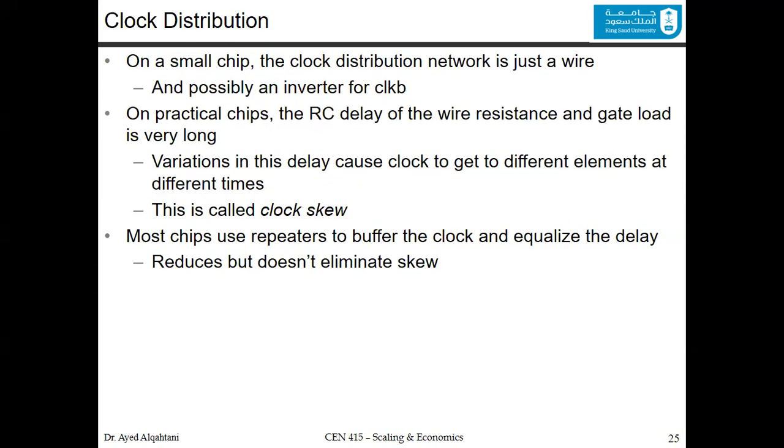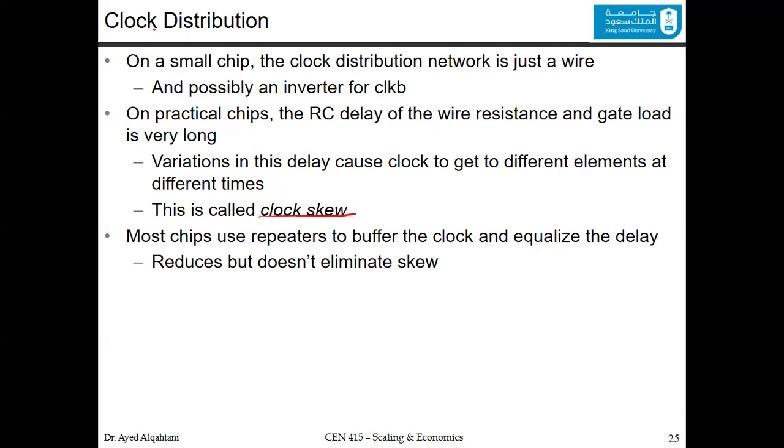Now moving to the clock. We need to distribute the clock throughout the whole chip. Wherever the clock is needed, we have to supply it. On a small chip, the clock distribution network is just a wire and possibly an inverter for the clock. On practical chips, the RC delay of the wire resistance and gate load is very long. Now, there are variations in this delay that cause the clock to get to different elements at different times, and we don't want this. We named it the clock skew. So you want the clock to be present everywhere in the chip at the same moment. However, you're always going to find certain skew and you account for it. We especially talk about this point when we talk about sequential circuit design.